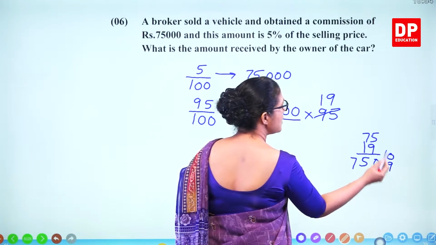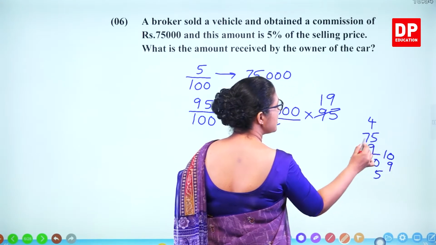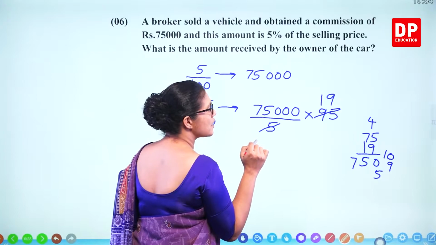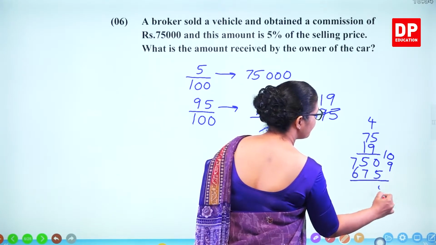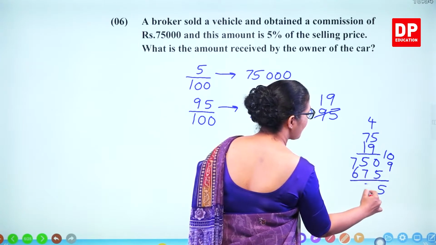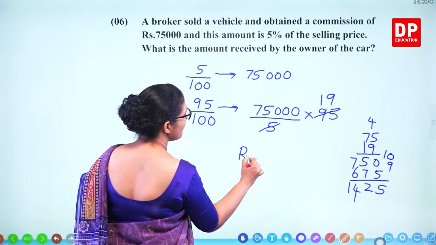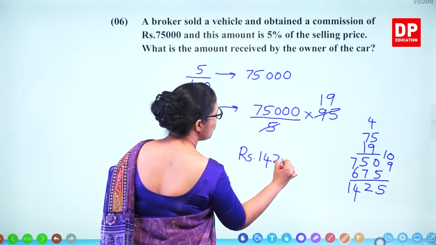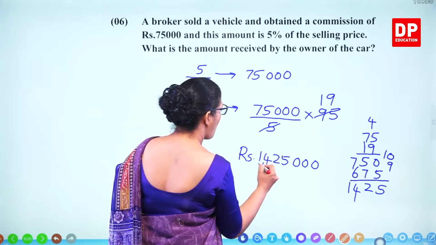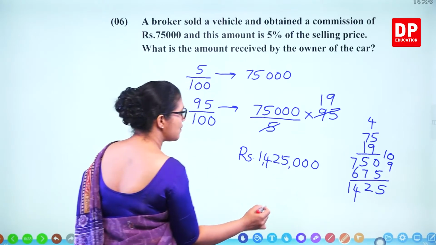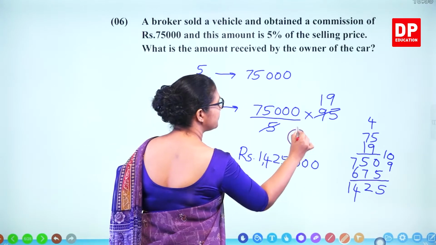So 75,000 times 19. 5 times 1, 5. For 45, that's 9. So 759 times 5, 45. 9 times 7, 63 plus 4, 67. 12 and 14. So you get 1, 4, 2, 5 and 3 zeros. That means 1,425,000 rupees. 2 marks for that.